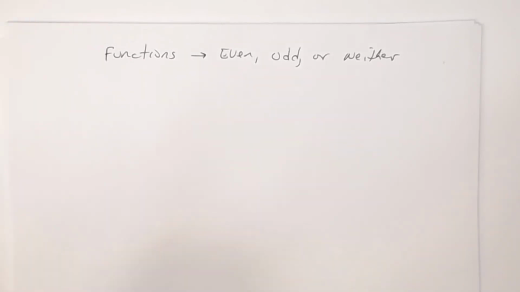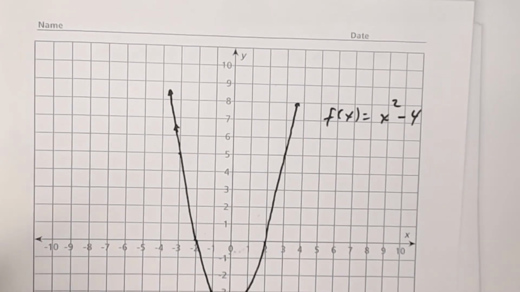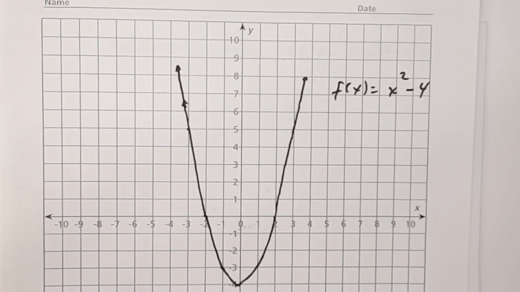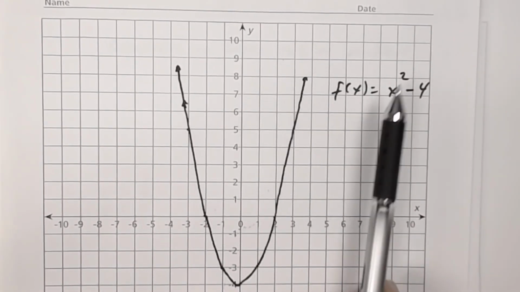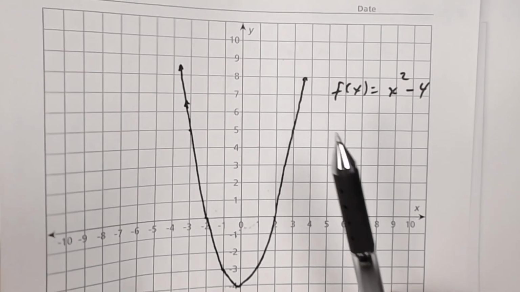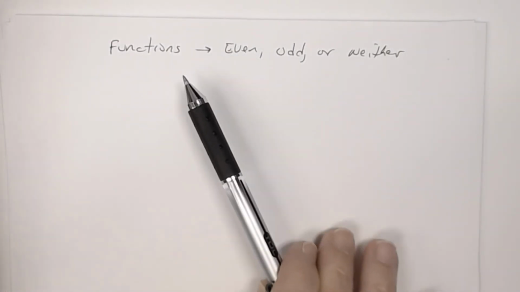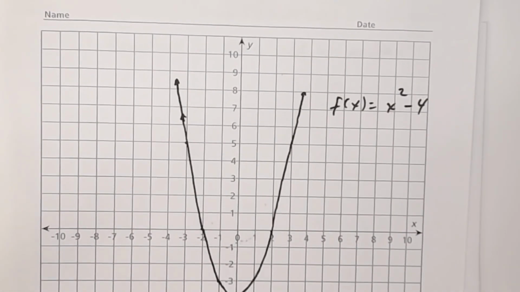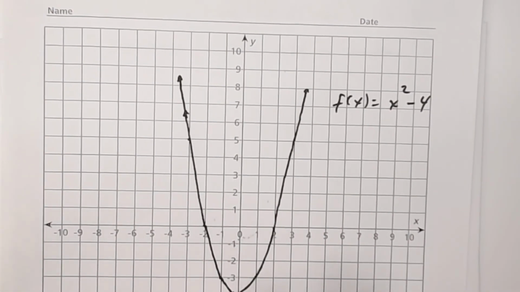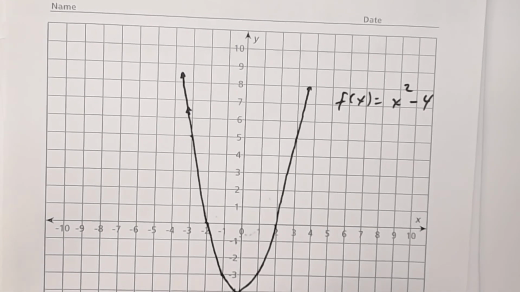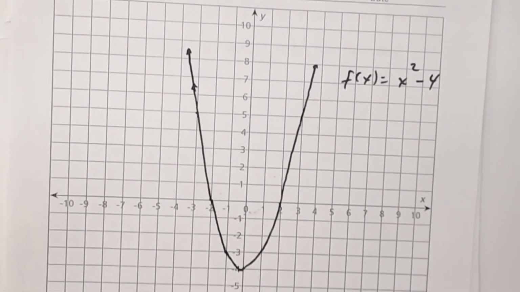If you look at this example here, where we have f of x equal x squared minus 4, we have this function. And remember, whenever we're talking about even, odd, or neither, we are talking about functions. So first of all, it has to be a function. In this case, this right here is considered an even function. Now let's discuss why this is an even function.